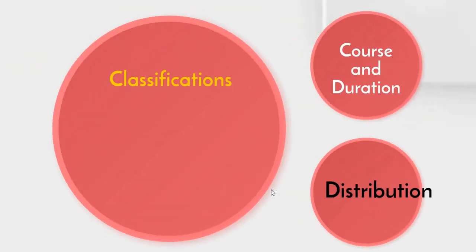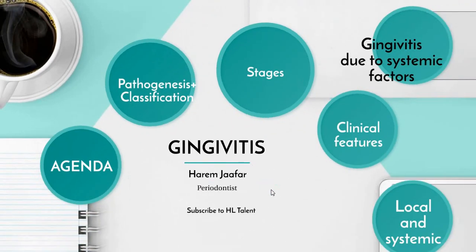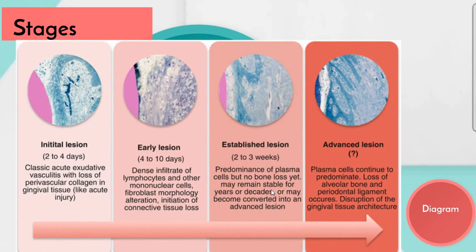Here we finish the classification. We are going to talk about the stages. In gingivitis, we have 4 stages. Stage 1, which we name initial lesion, histologically. The first manifestation of gingival inflammation is vascular change, consisting essentially of dilation of capillaries and an increase in the blood flow, but there are no clinical signs in this stage.